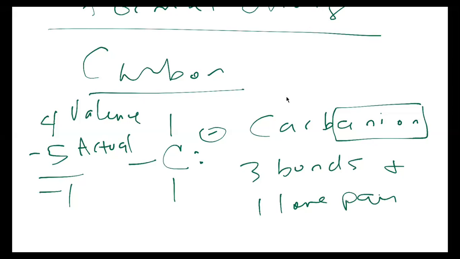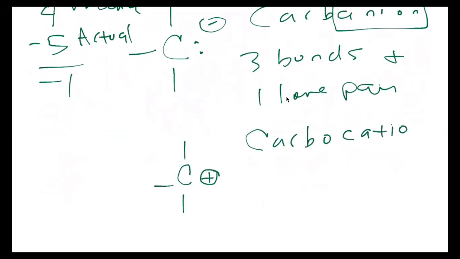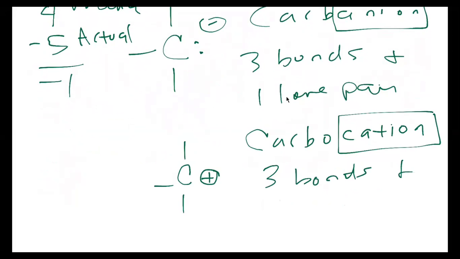All right. What if carbon is positive? Let's see what we can do with that. So this will be what we call a carbo-what? If it's positive. Carbocation. Cation is positive, anion is negative. So you have 3 bonds and a positive charge.